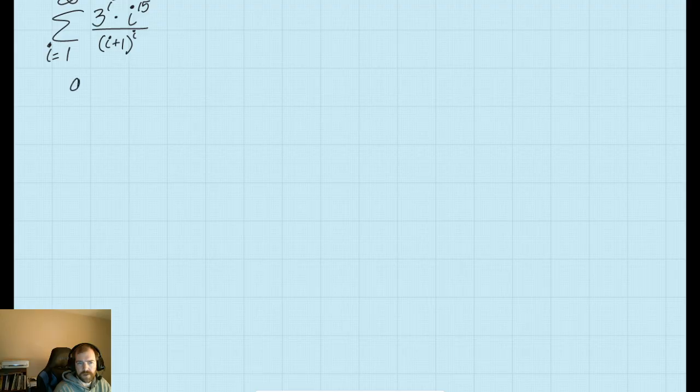So for this particular thing, we see that a sub i is going to be equal to 3 to the i times i to the 15th over i plus 1, all raised to the i. And the goal here, and this probably doesn't have anything to do with your question, but still, nonetheless, it's a little bit of fun, for some definition of fun.